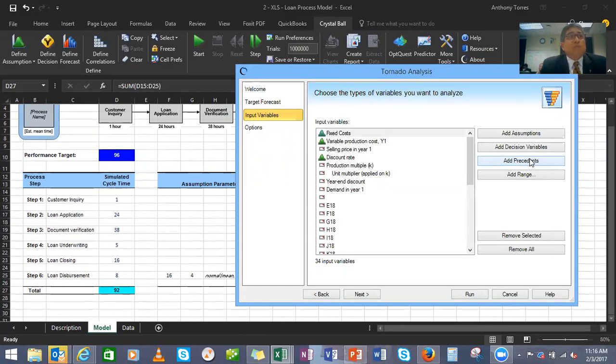Add precedents. You could have done add range as well if you like, but add precedents is so easy. It just does it all for you. And it tells us down below that there are 6 input variables, which would be 6 steps.